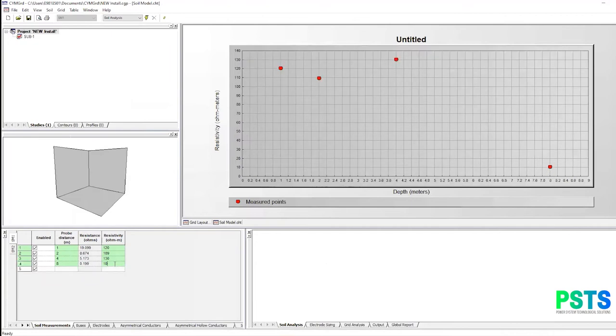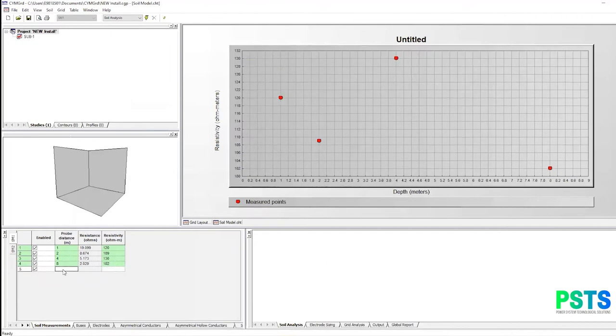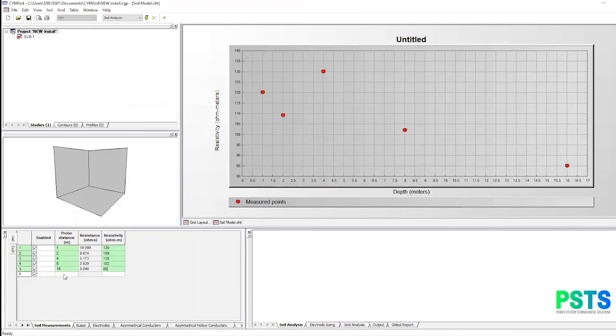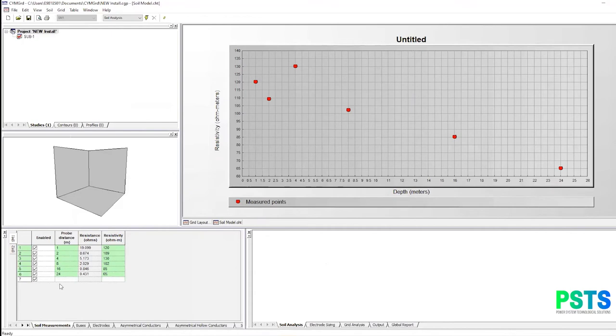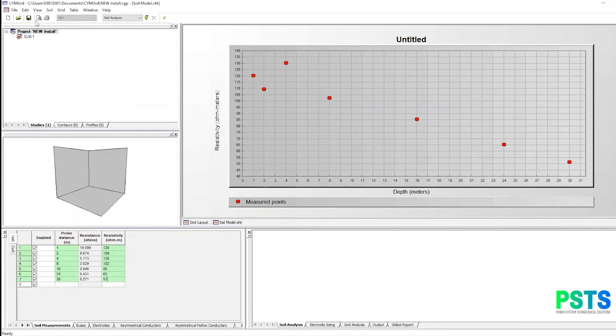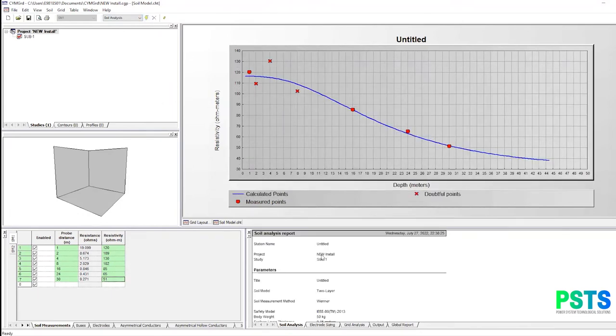And this one goes to 102. Let's say we double it to 16, it goes down to 85, for example. Then we go here, let's say 24, it goes down to 65. And finally, let's say at 30 meters, it's down to 52 or 51, let's say 51. First, I always have to save the study. And you see, you can do the soil analysis now.